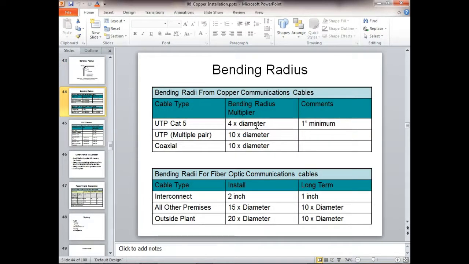UTP is 10 times the diameter. Multiple pair coaxial is 10 times the diameter of the cable. Fiber optics is installed in different types of cables. We'll look at premise cable, interconnect cable, and outside plant cable. So we'll get to it when we get into fiber, and we'll look at these different cables.